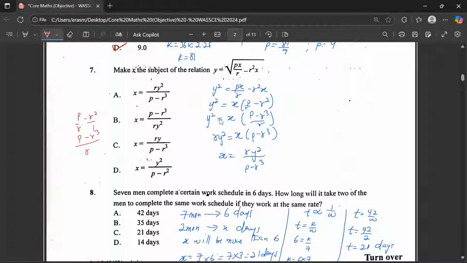Now we want to factorize x out. Remember, we are making x the subject. We want to factorize x out. So we have y squared equals, when we factorize x here, we are going to have p on r. Then when we factorize x out here, then we are going to have r squared. And so that is it.